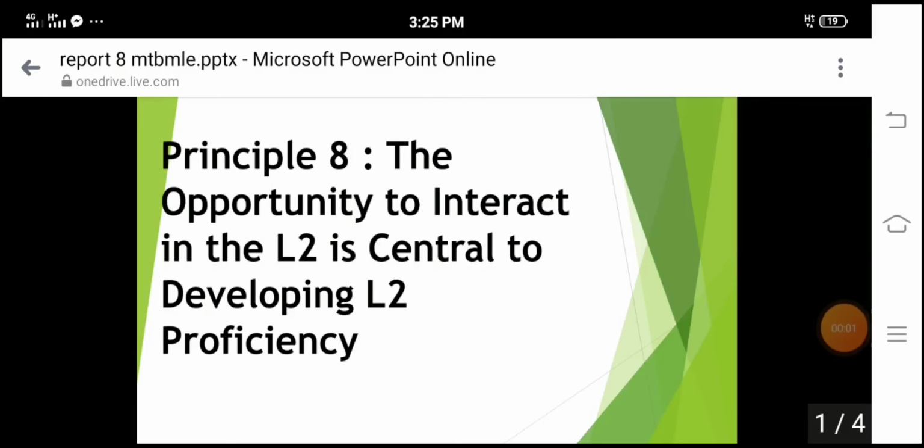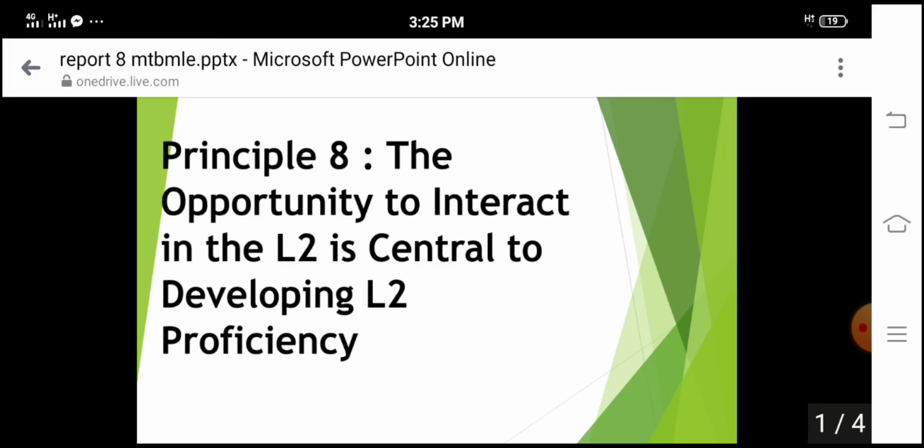Number 6, it is important for helping learners to develop a personal style. I am the reporter of the Principle 8. The opportunity to interact in the L2 is central to developing L2 proficiency.